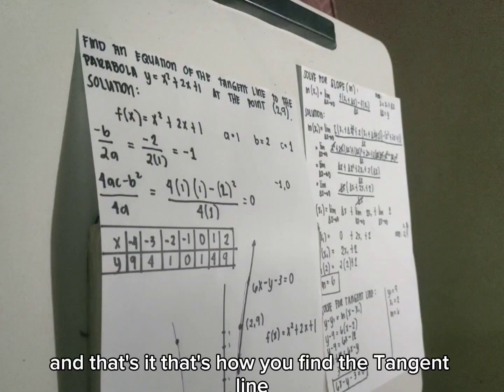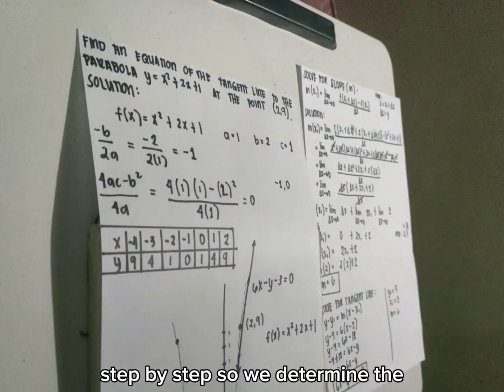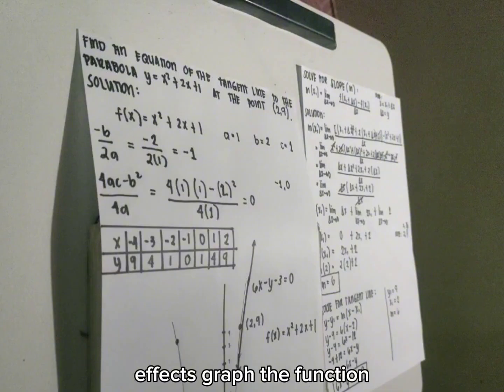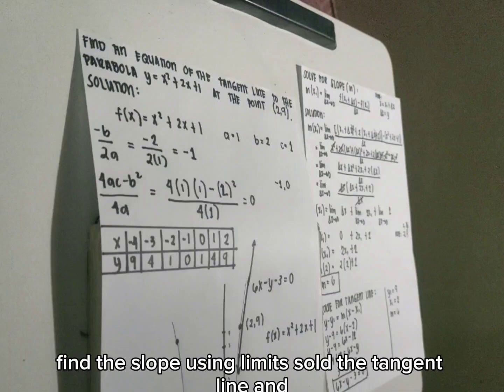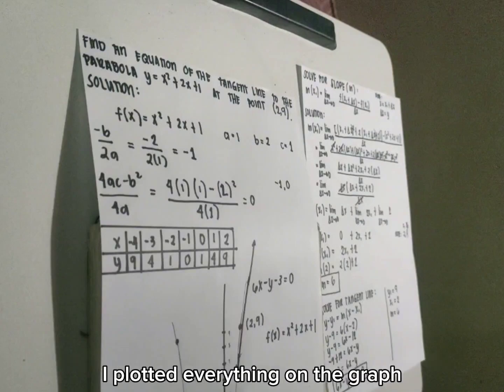And that's it. That's how you find the tangent line step by step. So we determined the vertex, graphed the function, found the slope using limits, solved the tangent line, and plotted everything on the graph.